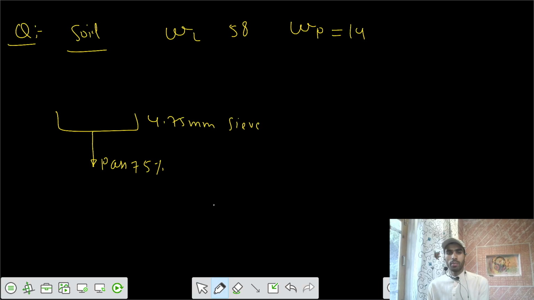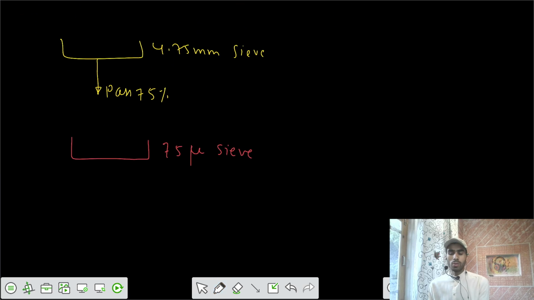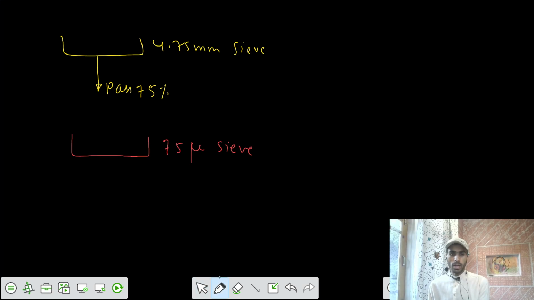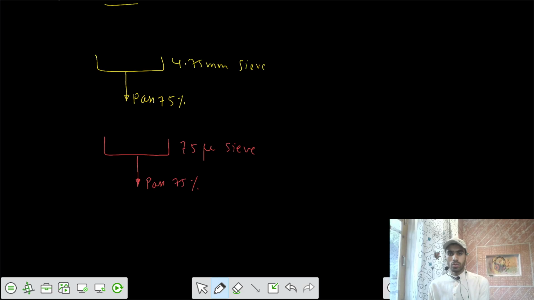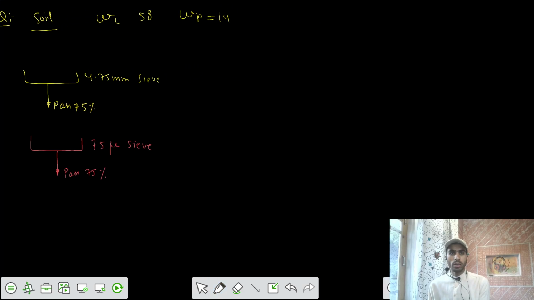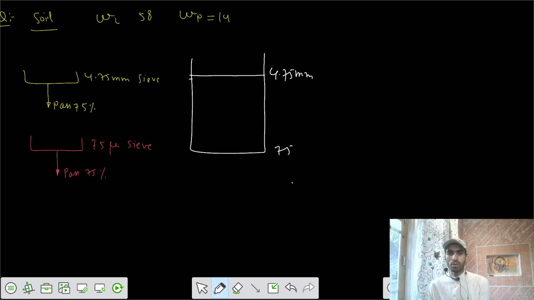And what about the 75 micron sieve? It says that out of the total, 75% is passing. What can you conclude from that? I would say we are having two different sieves. One is the 4.75 mm sieve, and there is one more sieve, the 75 micron sieve.